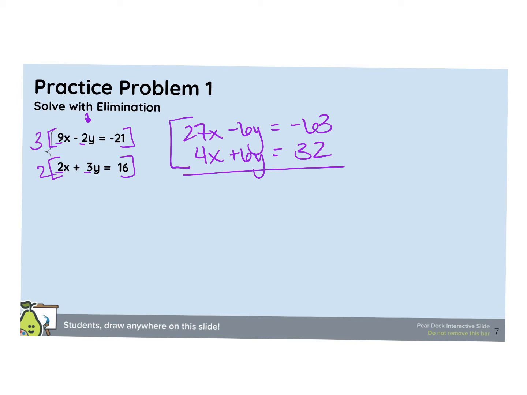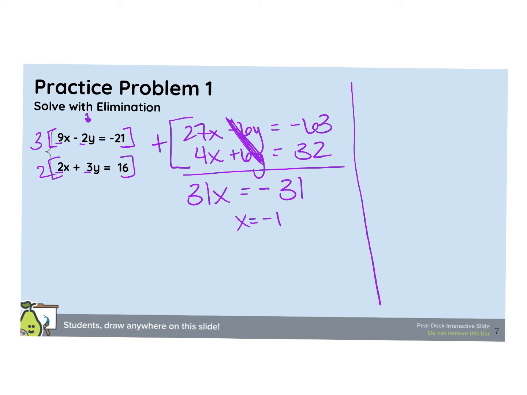So now, since I have a positive 6 and a negative 6, to make those go away and equal 0, we add. Different signs means you're going to add. So 27 plus 4 is 31x. The 6's are gone. They're eliminated. The y's are gone. And then I have a negative and a positive, so I'm going to subtract. And since I have more negatives, my answer will be negative, and it is negative 31. So x is negative 1.